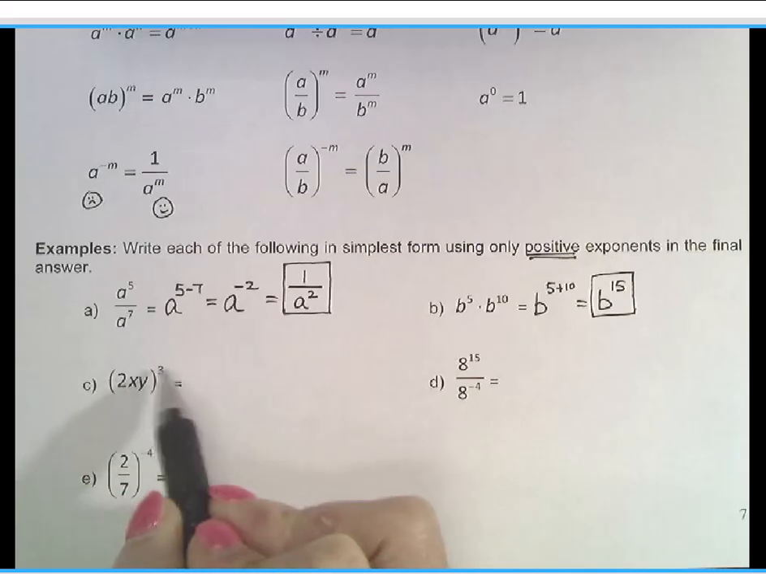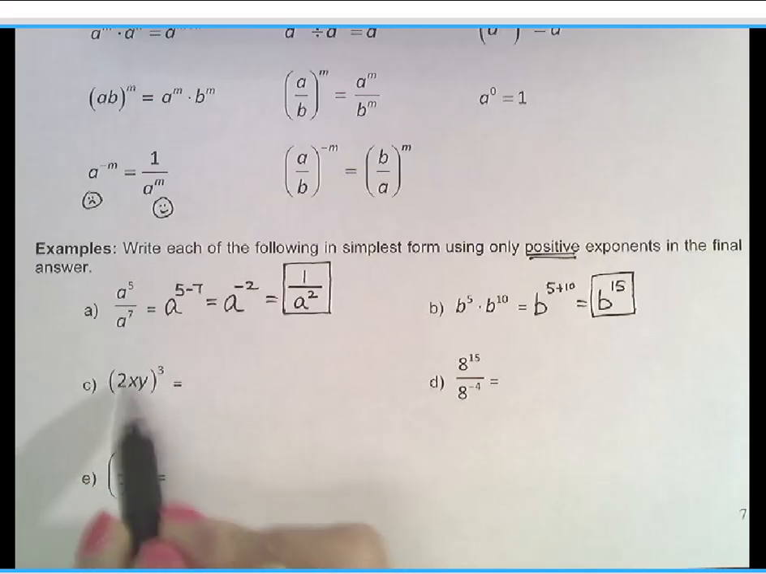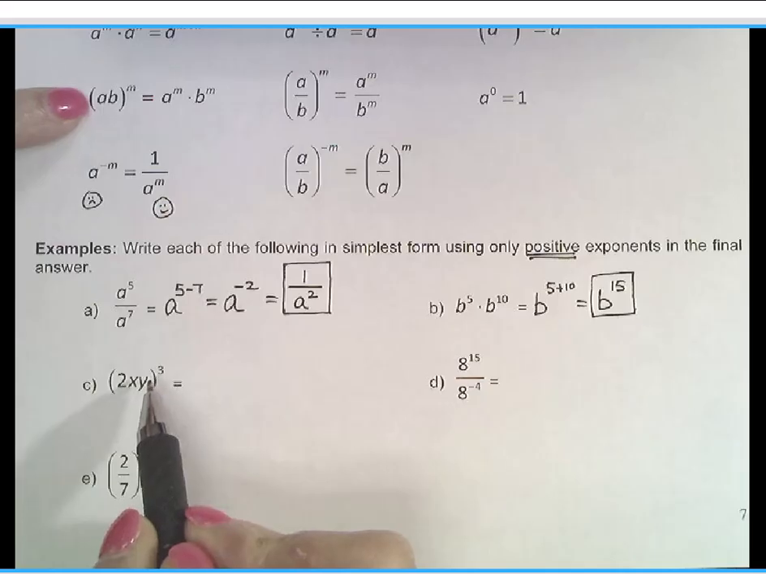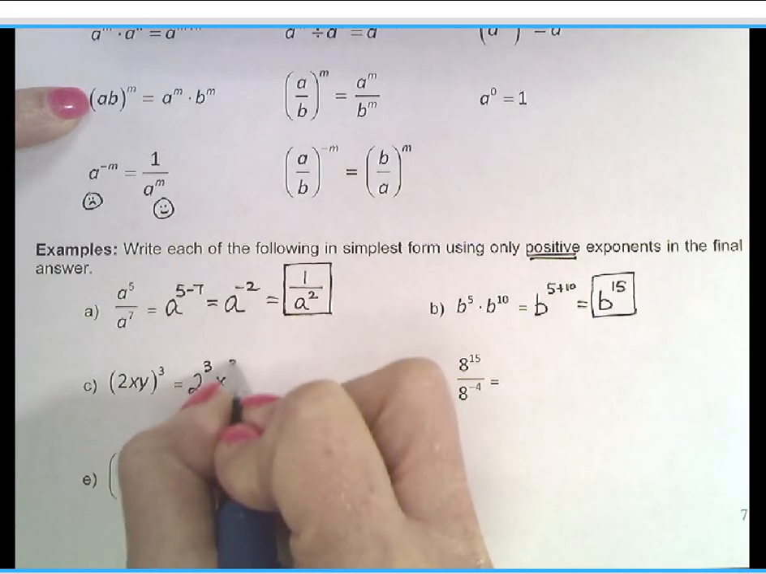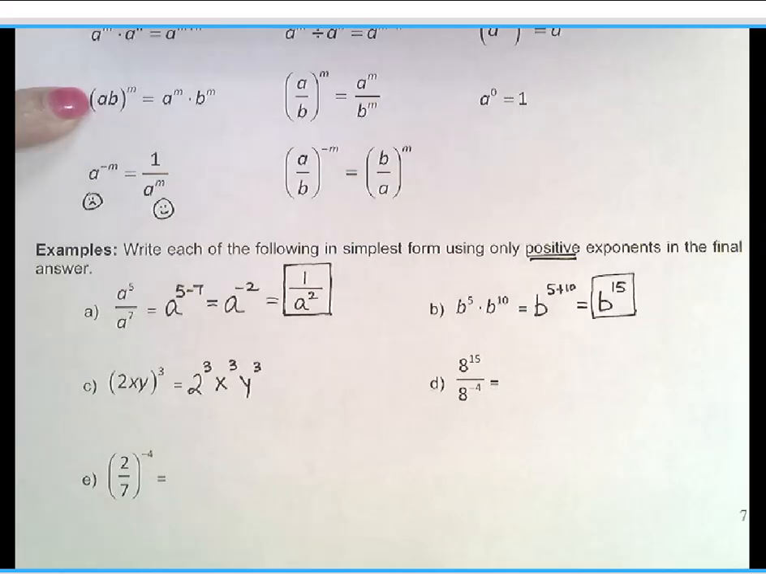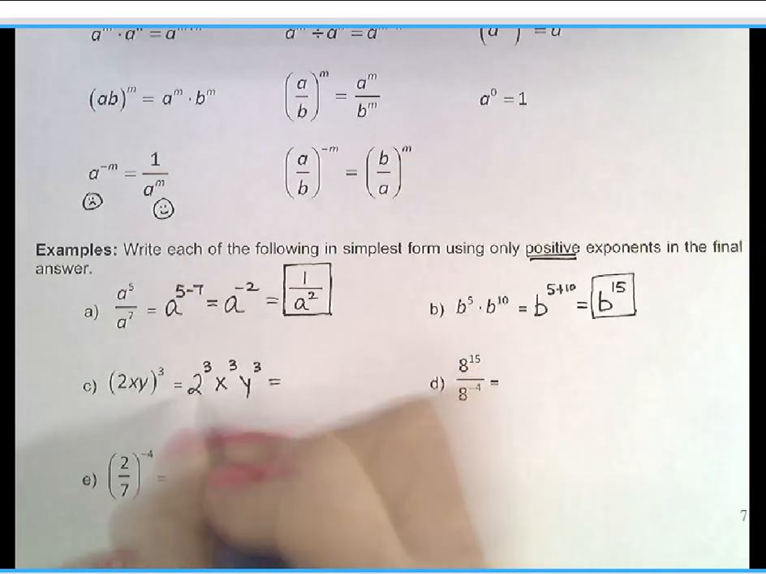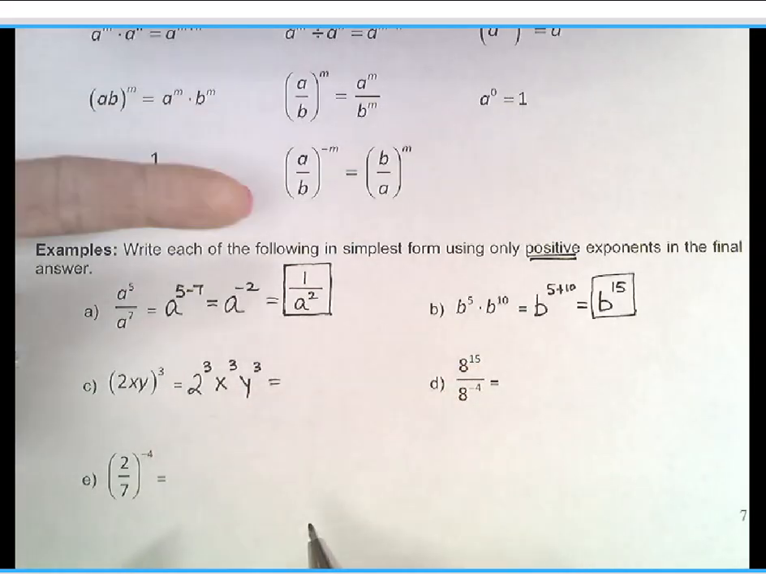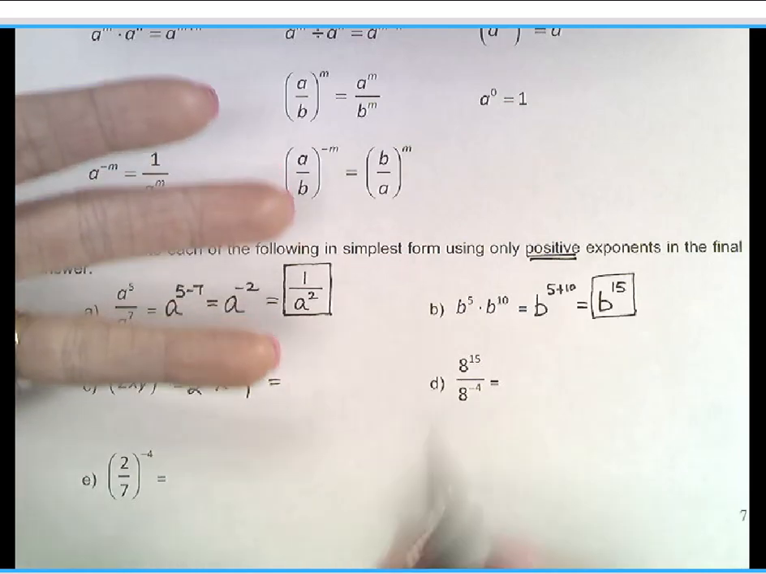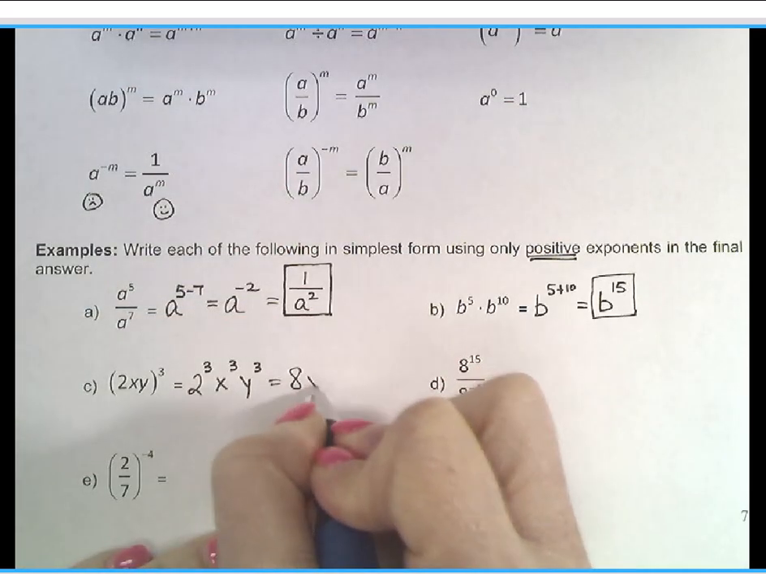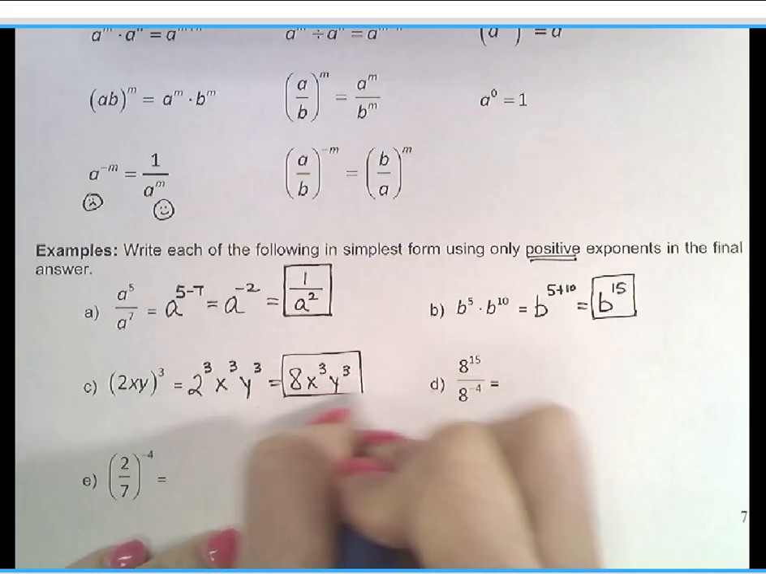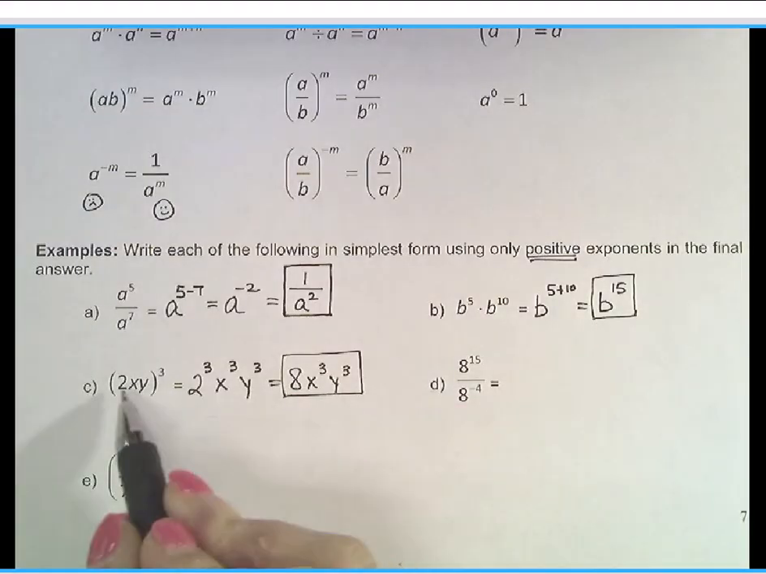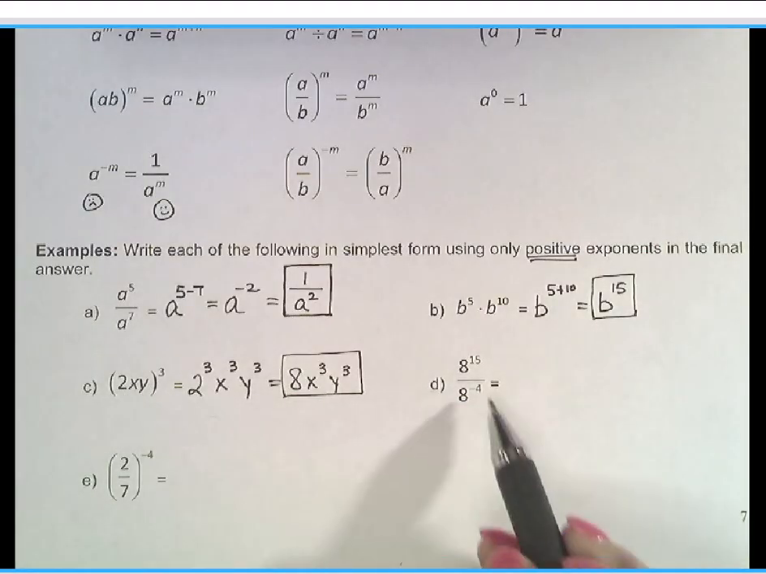2xy, all in parentheses, cubed. So that means everybody inside there is getting cubed. So this is going to be the rule where we have the parentheses with a power. So that means the 2 gets cubed, the x gets cubed, and the y gets cubed. Everybody gets cubed. And 2 cubed is 2 times 2 times 2. There's 3 2s, so that's 8. So 8x cubed, y cubed. No negative exponents, so we're good to go with that one. Everybody gets cubed.